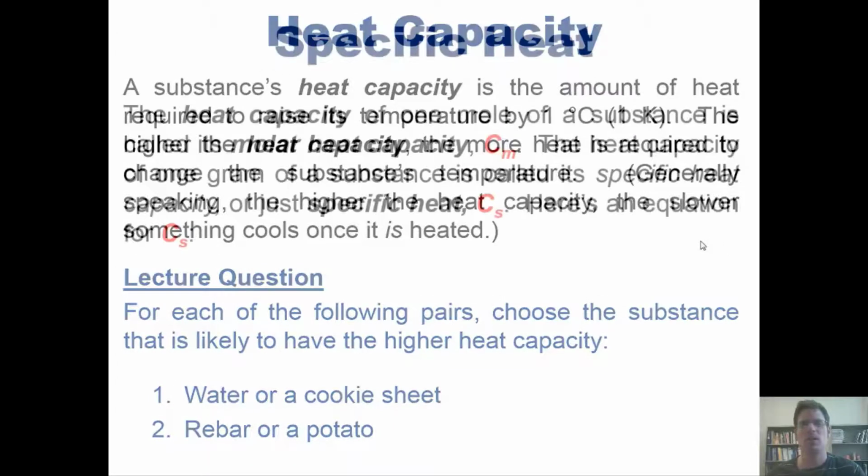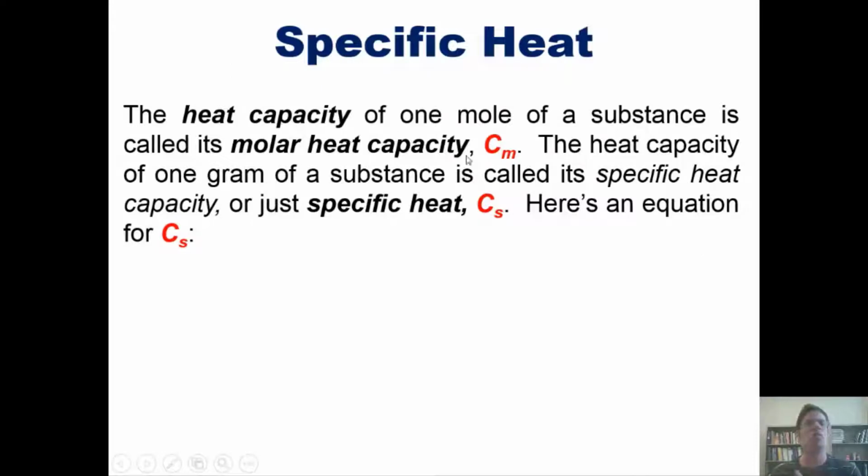Now let's apply that to specific heat. The heat capacity of 1 mole of a substance is called its molar heat capacity, or C sub m. The heat capacity of 1 gram of a substance is called its specific heat capacity, or just specific heat, C sub s. So once again, C sub m is its molar heat capacity, and C sub s is its granular heat capacity. We call it specific heat, but honestly it's the same. It's heat capacity per gram versus Cm, which is heat capacity per mole. It would actually be easier if they just called specific heat granular heat capacity or something like that. But anyway, they don't. It's specific heat.